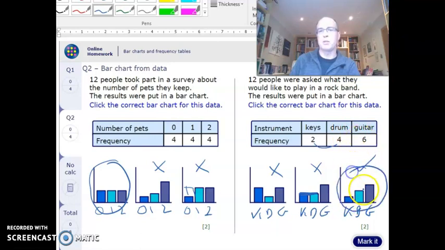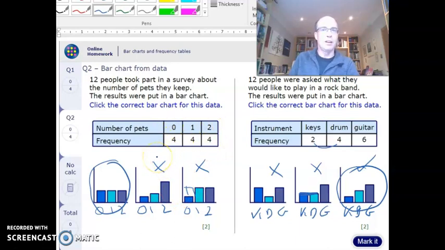You need to press the button on that final graph. Okay? The examples you're going to get are going to be similar. The numbers will be different. So for your first one, it's not necessarily going to be 4, 4, 4. You might get 1, 3 and 5. And you need to pick which one of those graphs meets your data in your table.